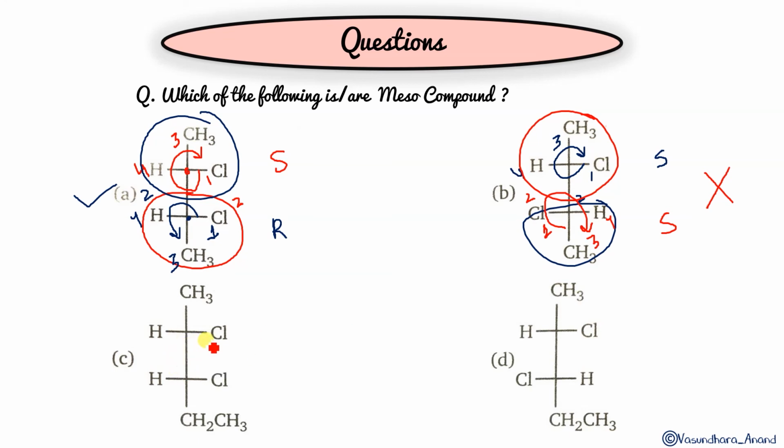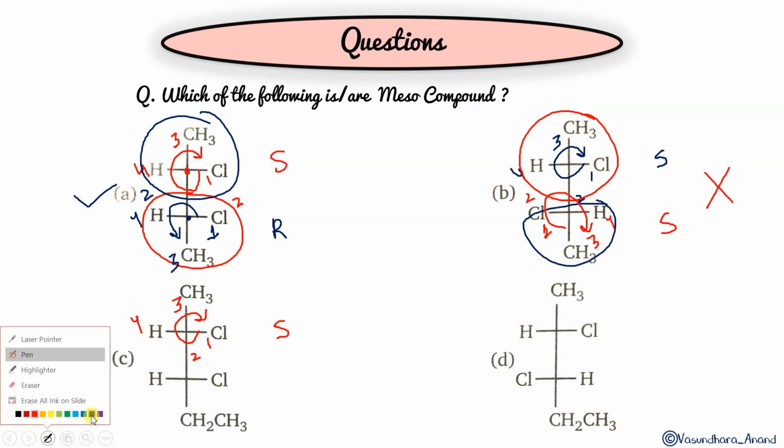Now let's do this. 1, and now quite clear. I don't think I need to explain again. This part is second. Yes. And this part is third, and here it is fourth. So if we move in this way, we are going to get R, but will be S because H is on horizontal.